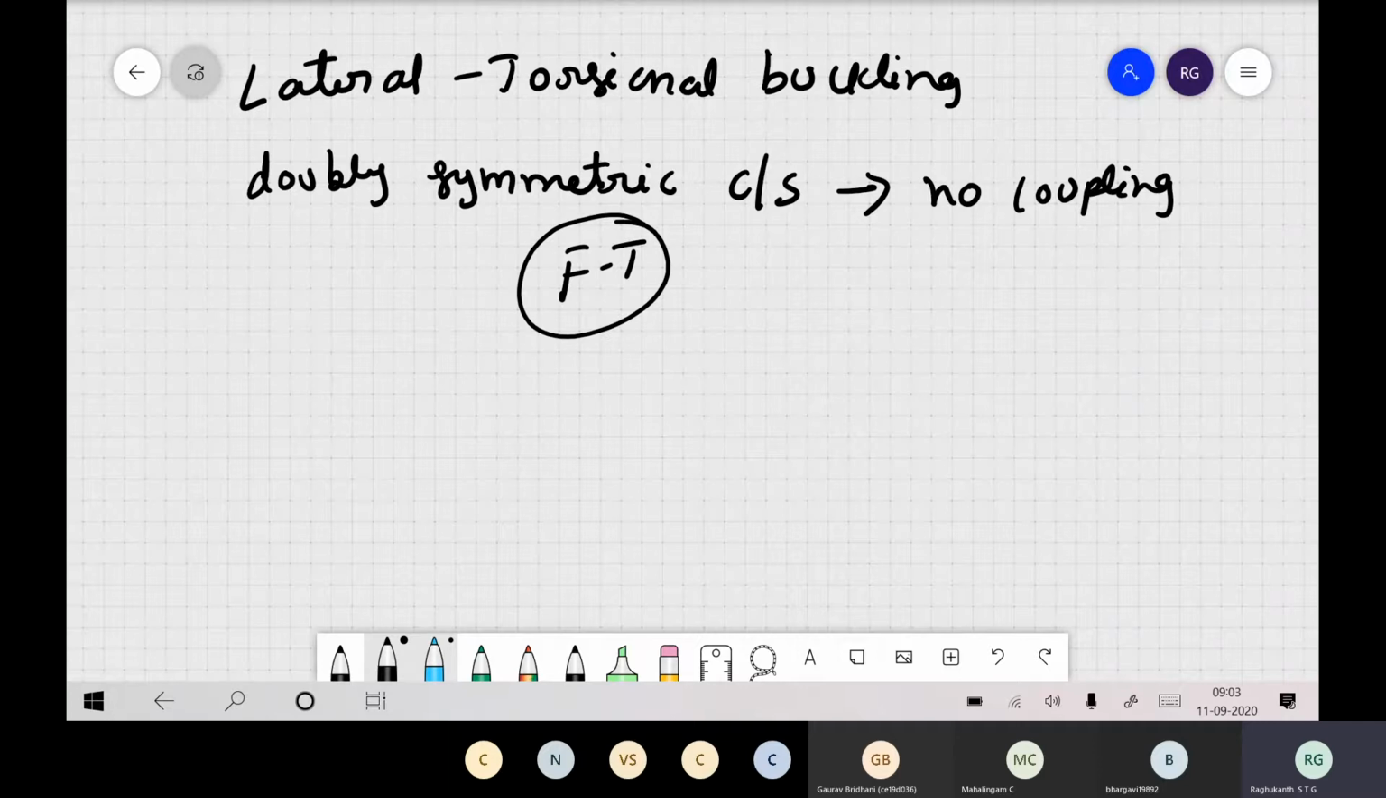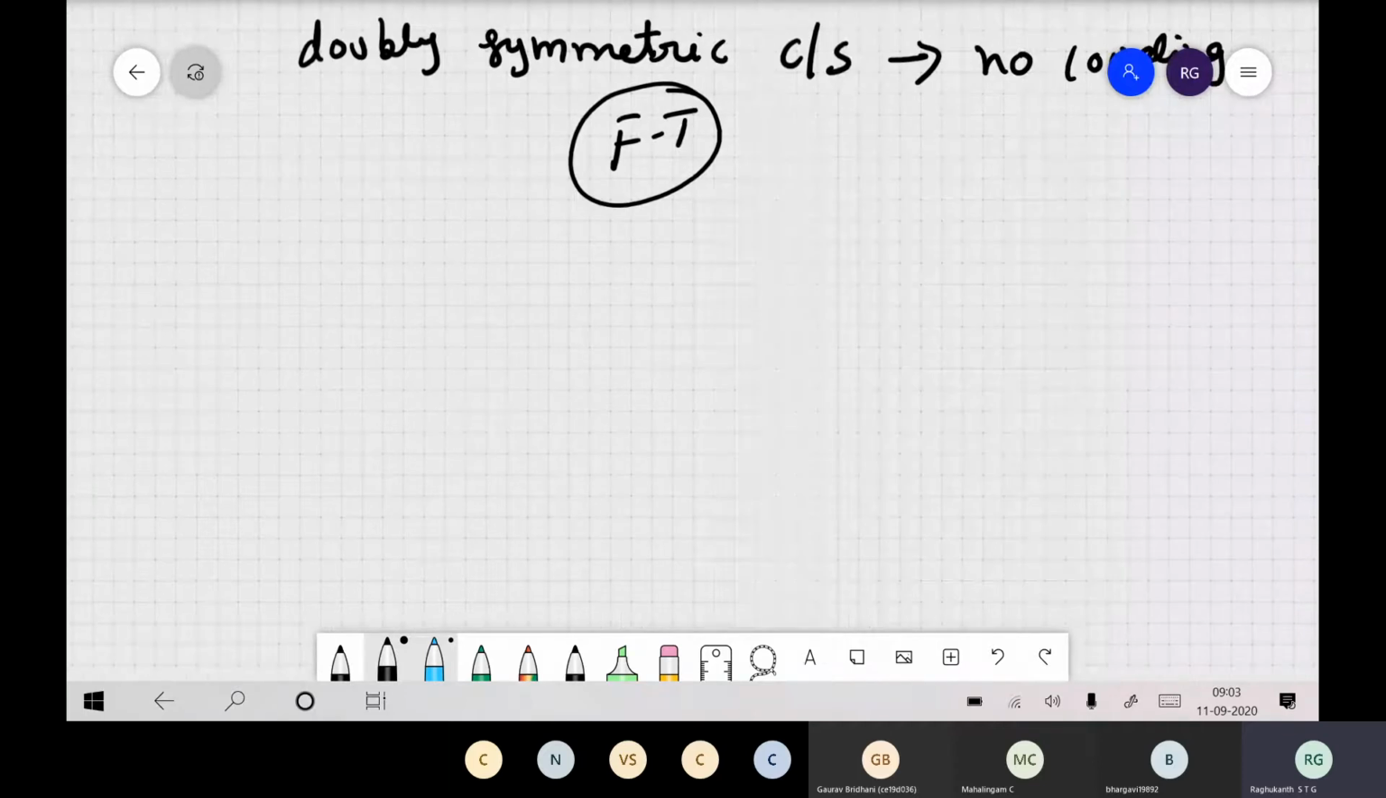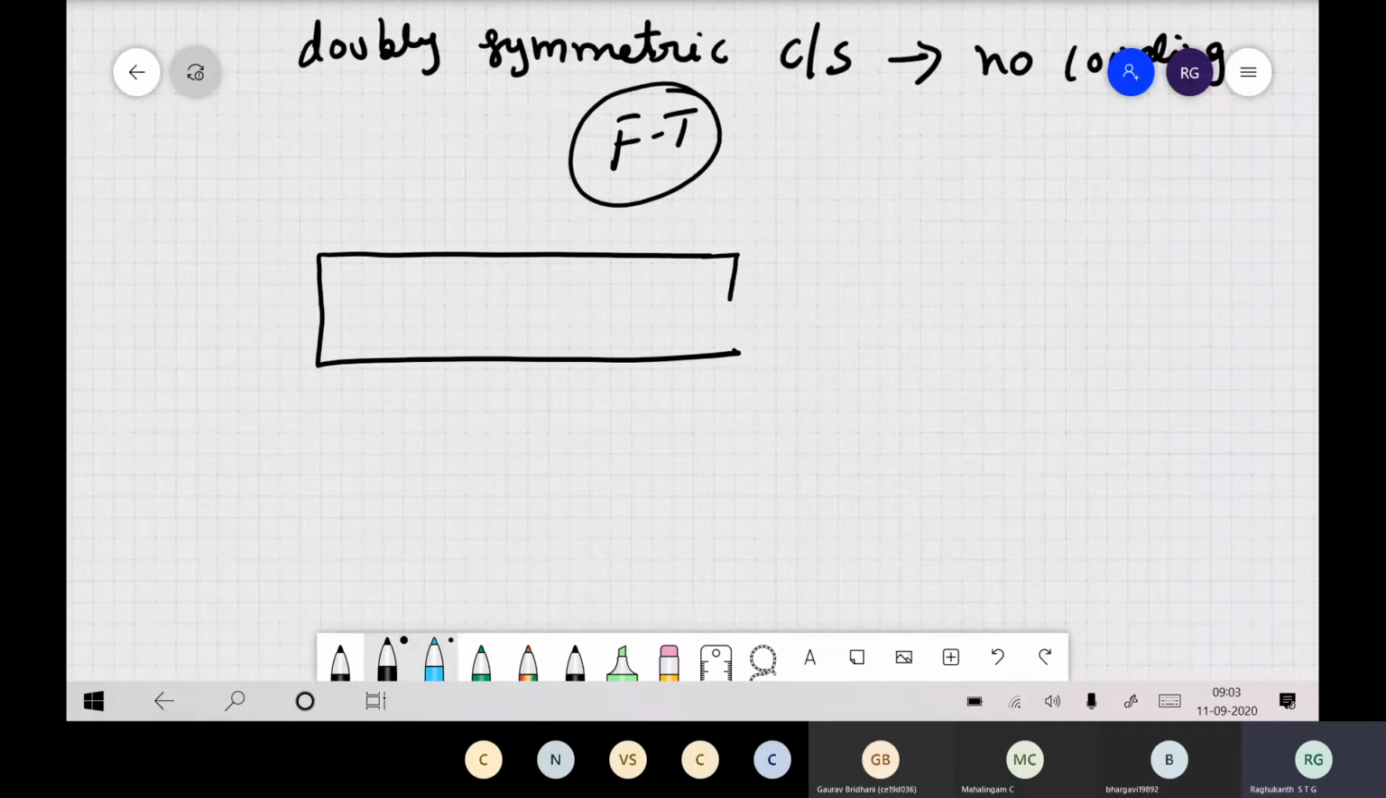And generally, if it is an unsymmetric section, you will have flexural torsion itself, and you can find the buckling load by solving the quadratic or cubic equation. This we have seen in our last class. And then finally, I think we went towards lateral torsion buckling of beams. This was the problem we were discussing in the last class.